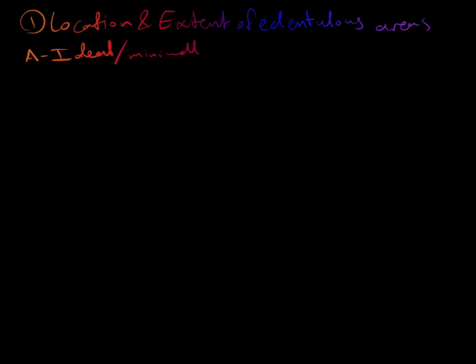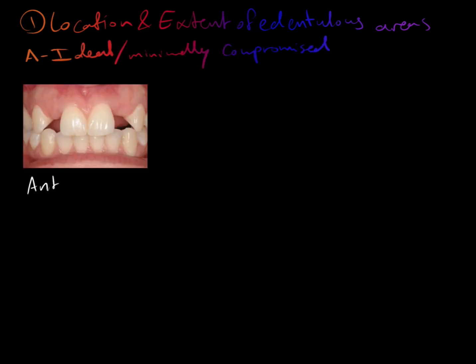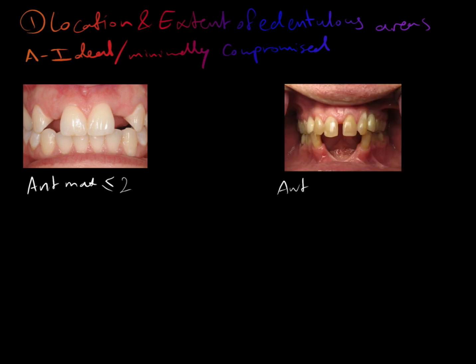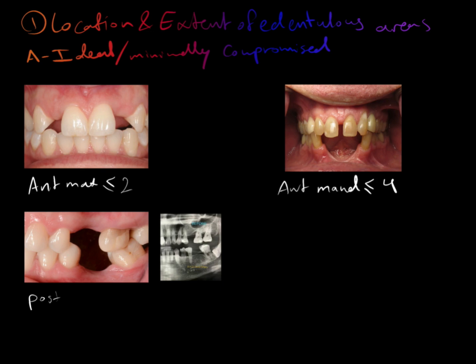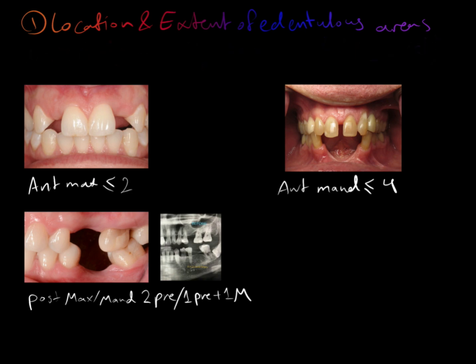Type A, ideal or minimally compromised: any anterior maxillary edentulous area that does not exceed 2 incisors, any anterior mandibular edentulous area that does not exceed 4 incisors, and any posterior maxilla or mandible that does not exceed 2 premolars or 1 premolar and 1 molar. And all edentulous areas must be located in a single arch.